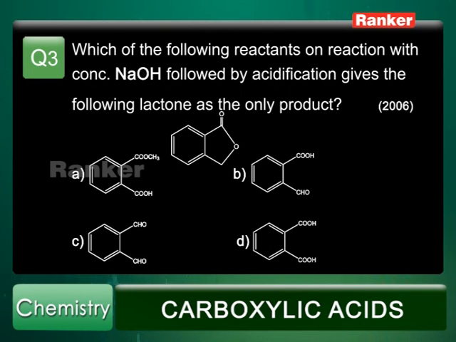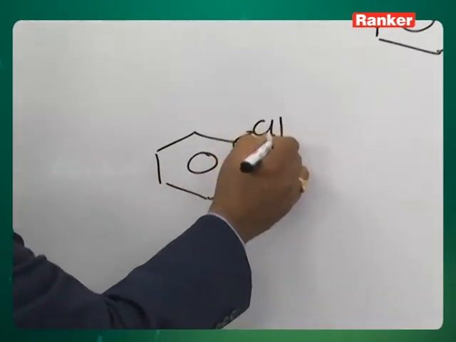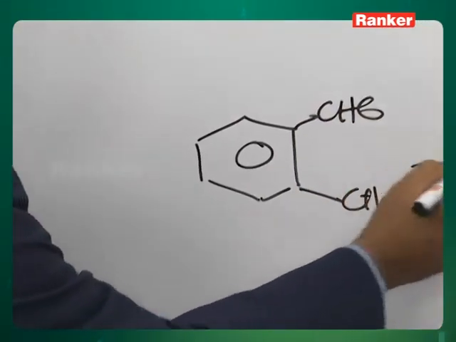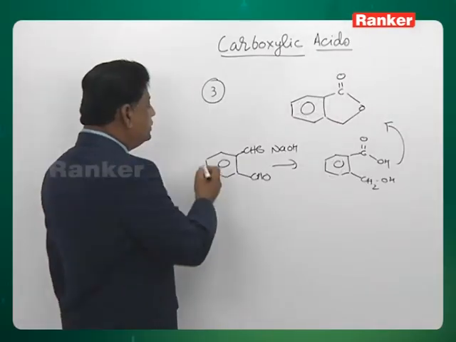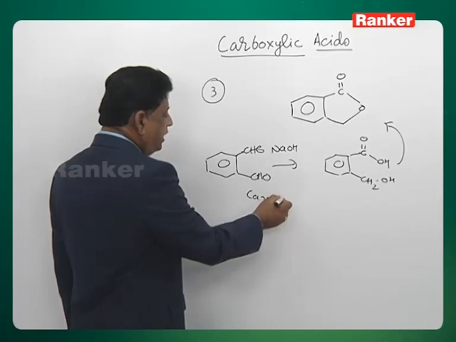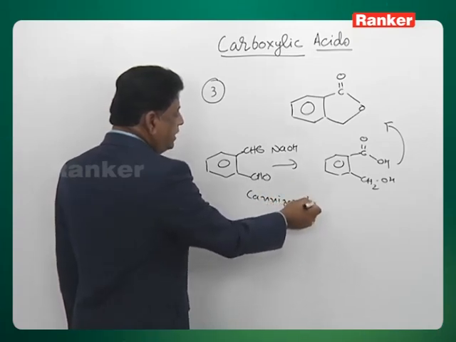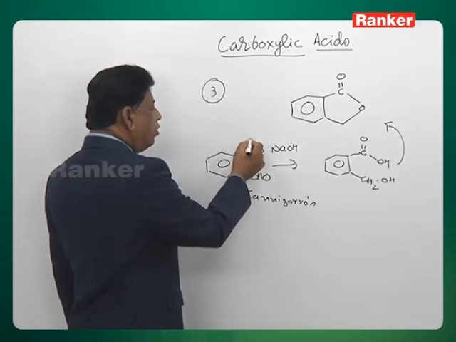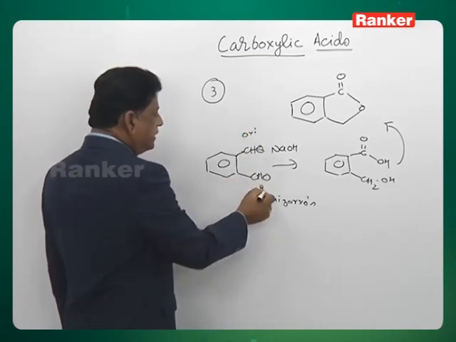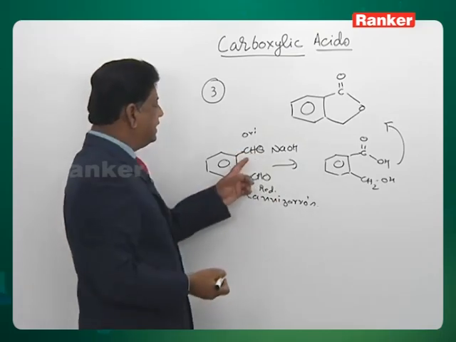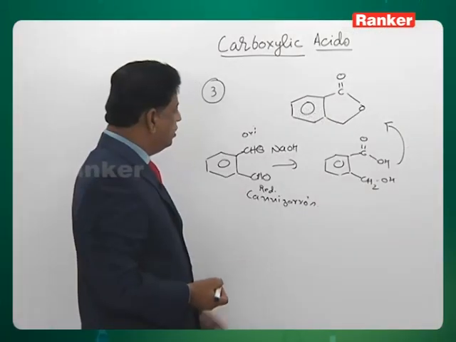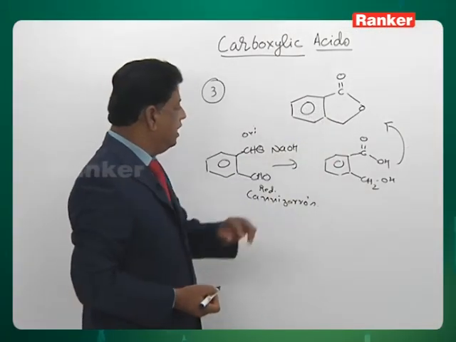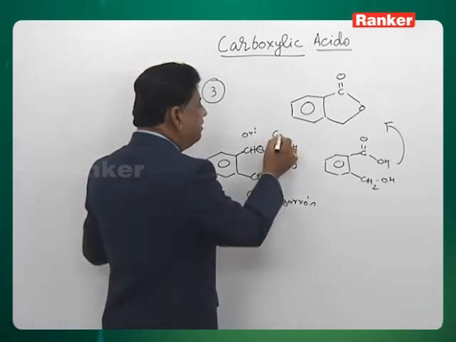But in compound C, what happens? Compound C has two aldehydes. The reagent given here is sodium hydroxide. When concentrated sodium hydroxide is added, it undergoes a Cannizzaro reaction. In this reaction one aldehyde undergoes oxidation, the other undergoes reduction. Oxidation means it goes to the acid, and reduction means it goes to the alcohol. So one becomes an acid, the other one an alcohol. He said acidification is also needed, otherwise it will be a salt.